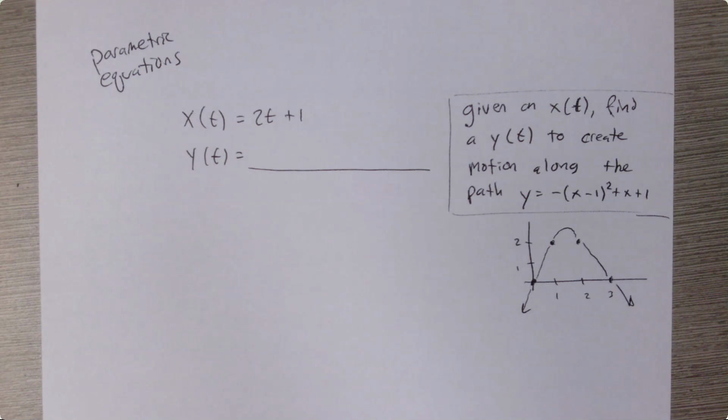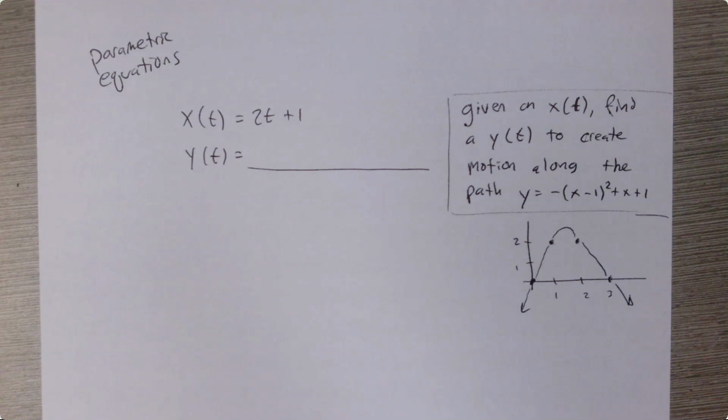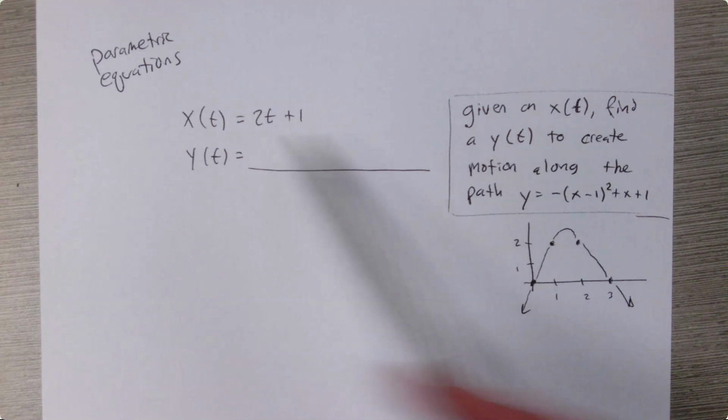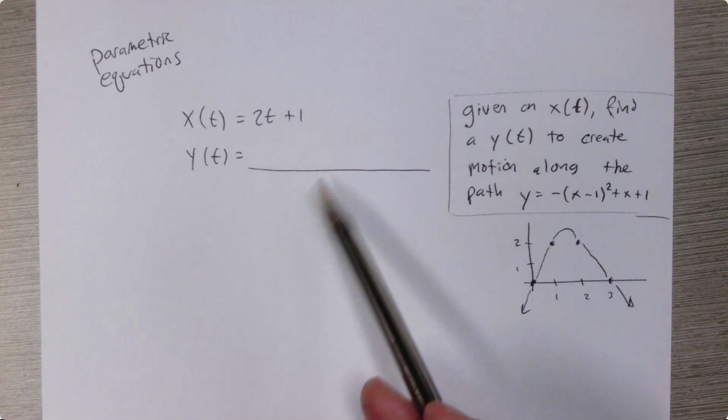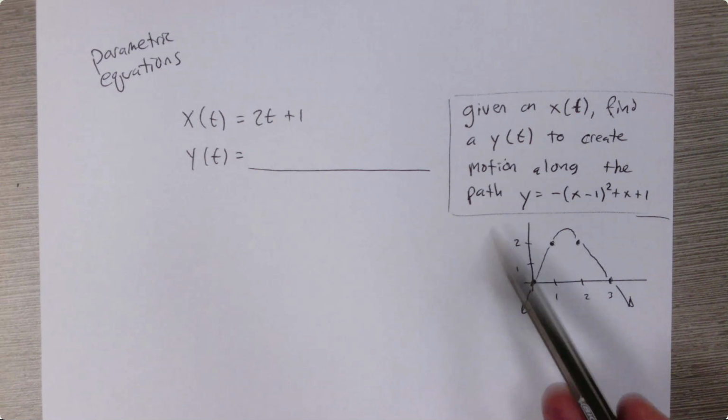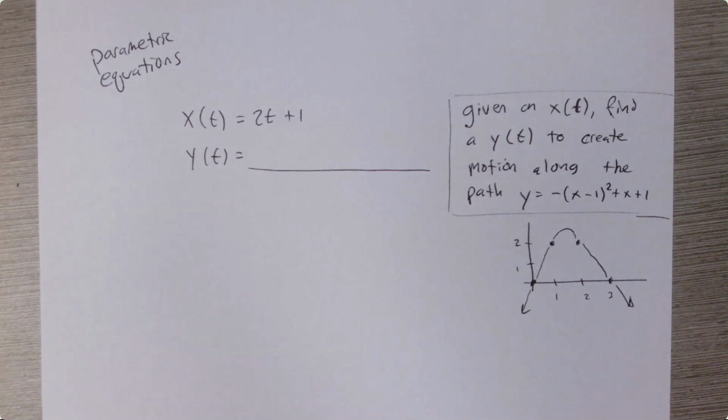Everybody, you know that parametric equations define movement along a path. So let's say that I have an x of t equation, and I want to find the y of t equation that will create motion along a specific path given by an equation like this. Here I've gone ahead and plotted it for you by plugging in x values and finding the y values.